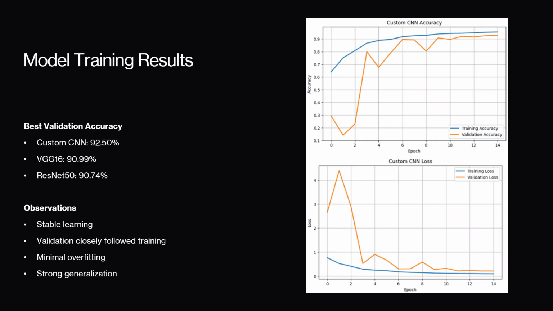This ability to generalize is especially important in healthcare because predictive models must perform reliably on new patients. The strong agreement between training and validation performance presents the custom CNN as the highest performing model before evaluating it on the independent training dataset.